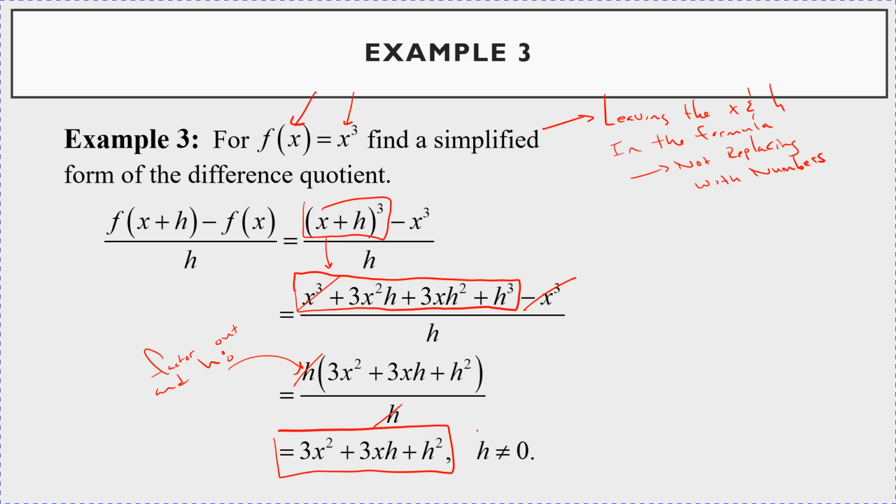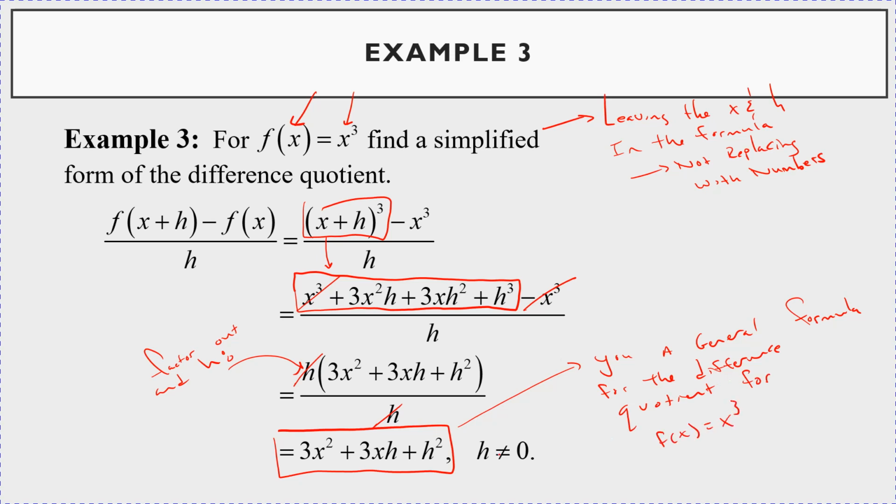So basically what's going on here is you have a general formula for the difference quotient for this function f of x is equal to x cubed. So now I can use this difference quotient anytime. You can just give me the x and the h. No matter what the x and h is, it will always just be this formula here.